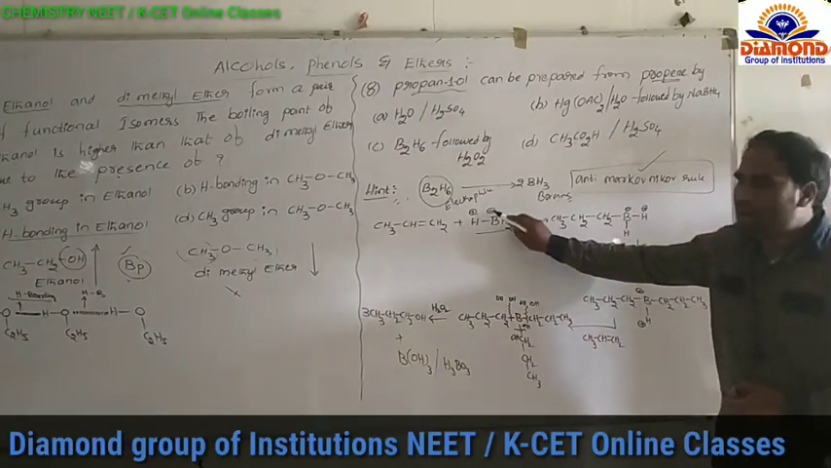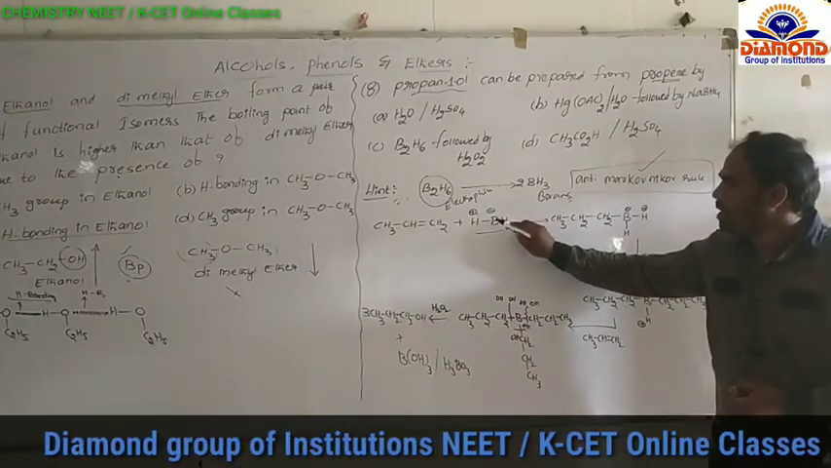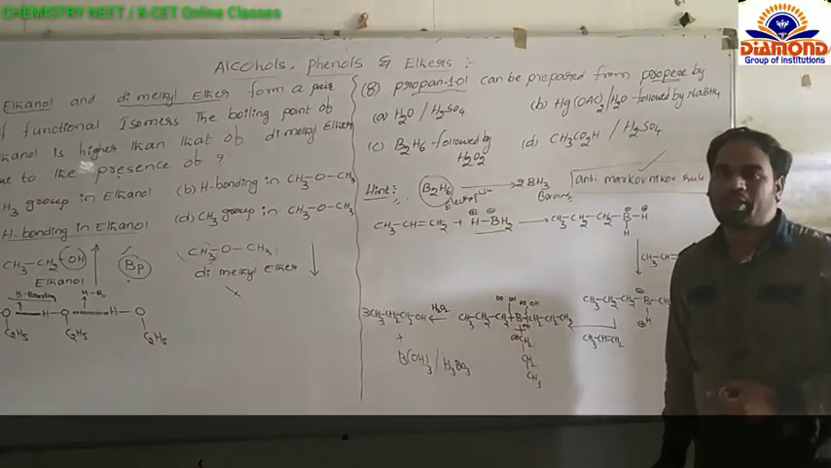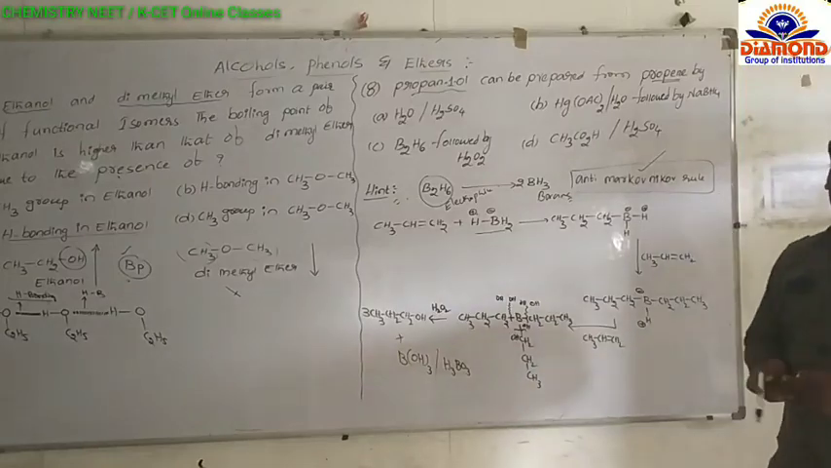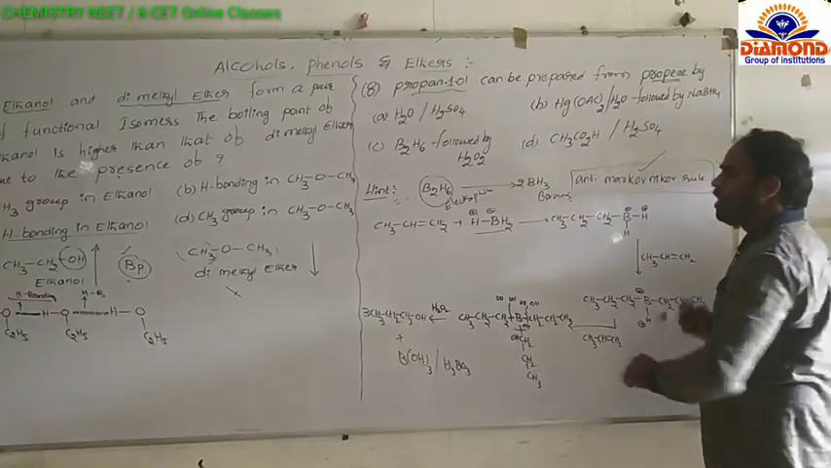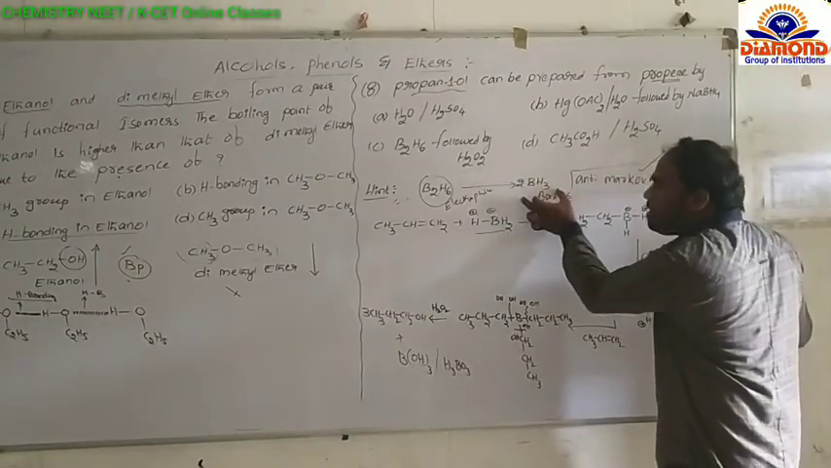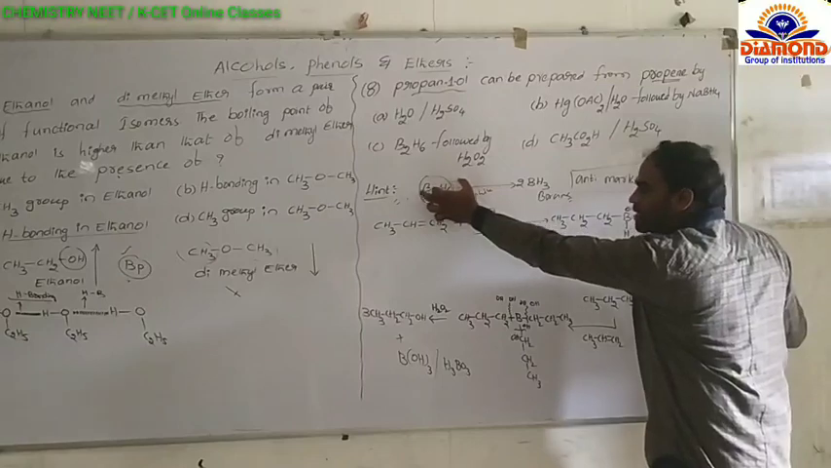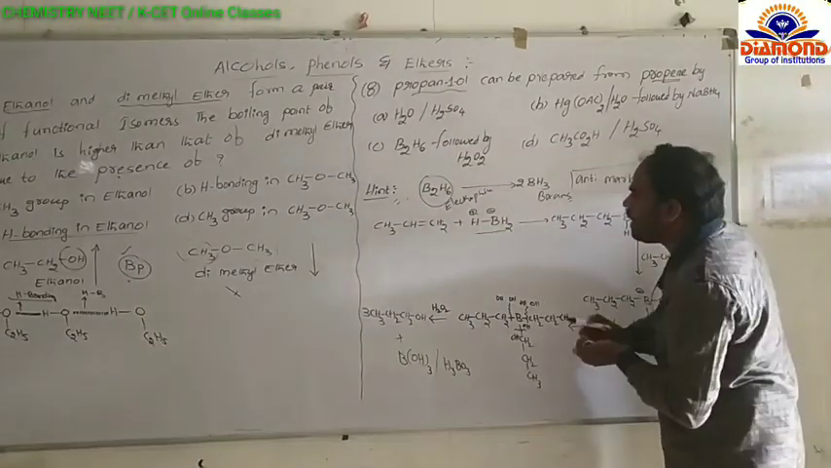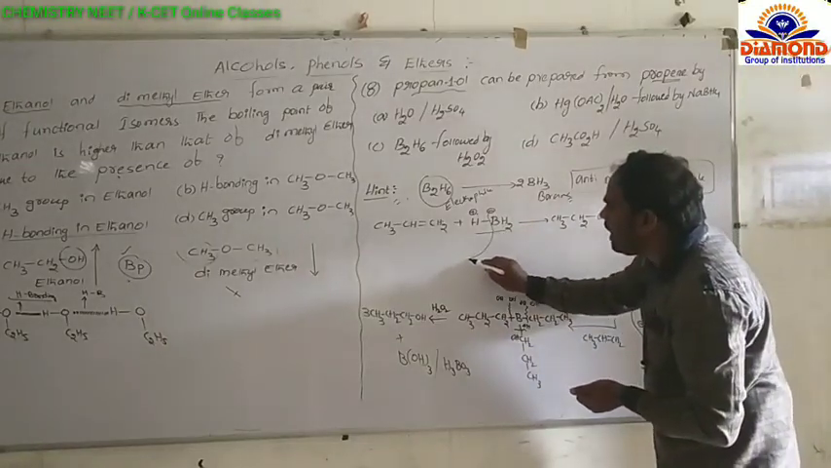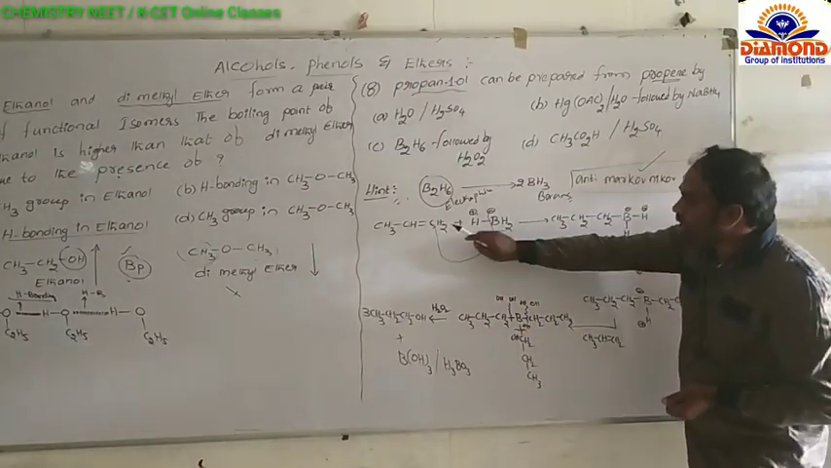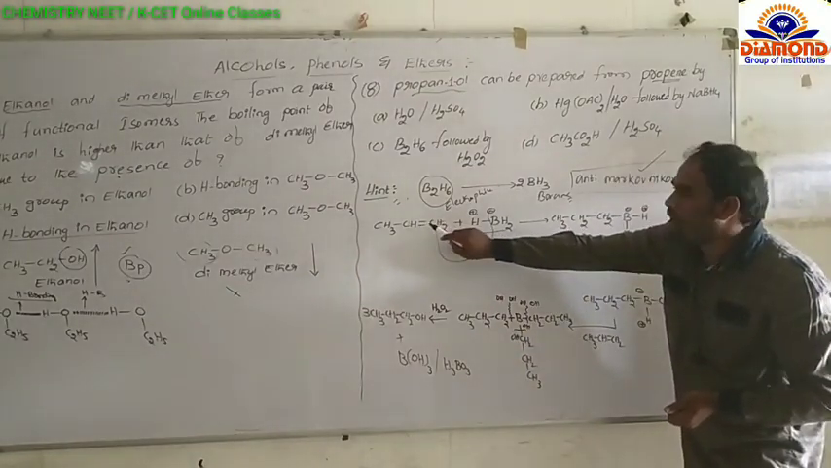Or the negative part, that is BH2 minus, the negative part addition to the double bond carbon containing more number of hydrogen. That is also called the anti-Markovnikov rule. So this reaction follows the anti-Markovnikov rule. This BH3 is obtained from diborane B2H6. This BH3 forms H plus and BH2 minus. This negative part, according to the anti-Markovnikov rule, adds to the double bond carbon containing more hydrogen. Here 2 hydrogens, here only 1 hydrogen of this double bond.